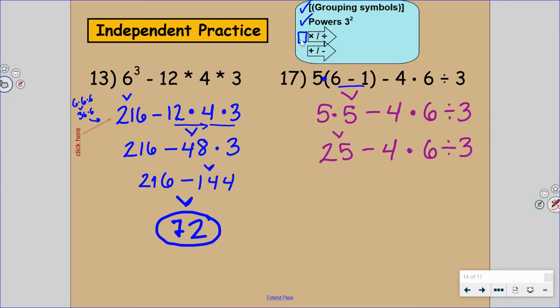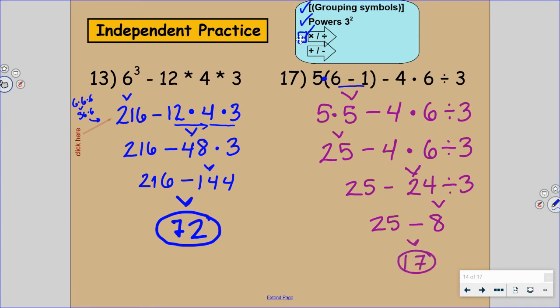So next up, we again see multiple sets of multiplication and division. Let's do left to right. 4 sets of 6 is 24. Don't subtract. 24 split up into 3 parts is going to be 8. All right. Now that all multiply and divide is complete, we can get into subtraction. And 25 take away 8 will be 17.